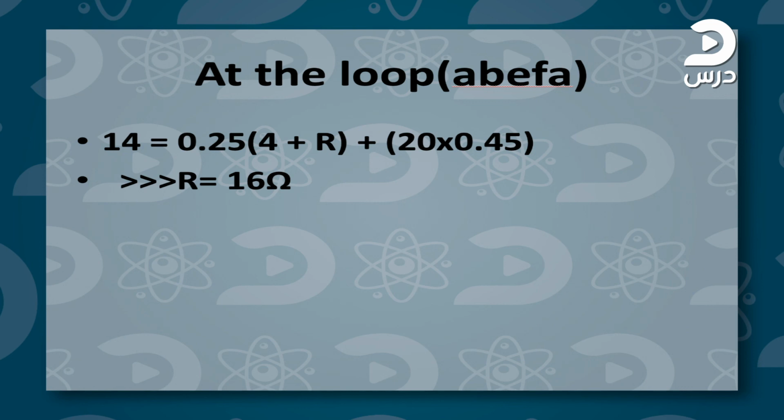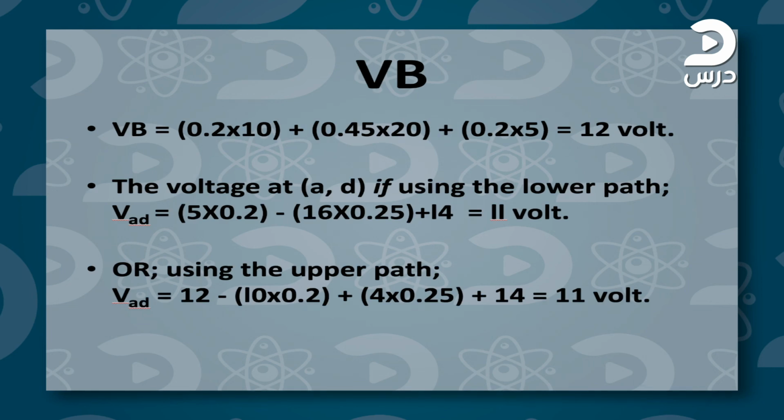And 14 equal 0.25 multiply 4 plus R plus 22 multiply 0.45, so R equal 16 ohm, and the VB: 0.2 multiply 10 plus 0.45 multiply 20 plus 0.2 multiply 5 equal 12 volt. The volt between A and B: 5 multiply 0.22 minus 16 multiply 0.25 plus 14 equal 11 volt.